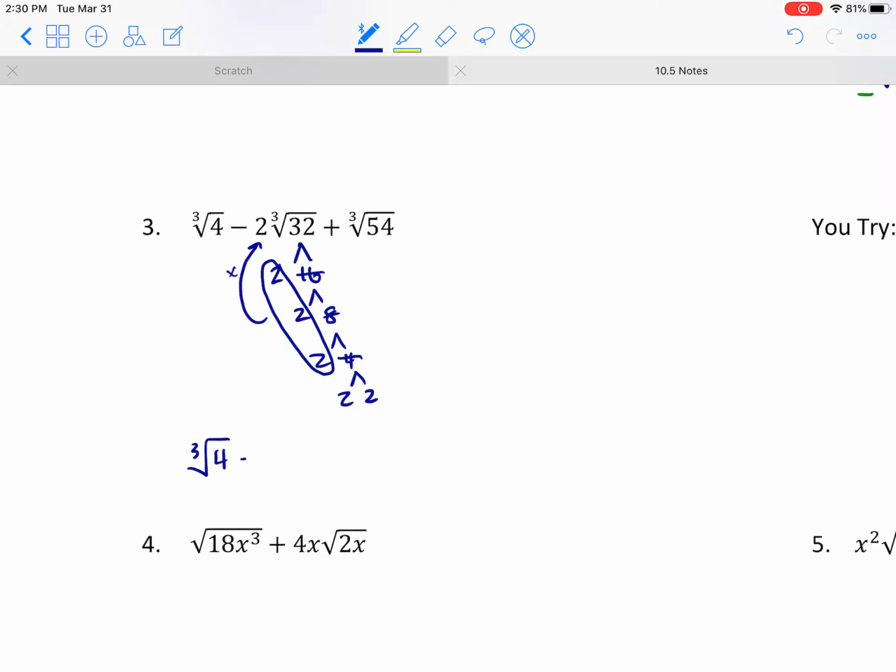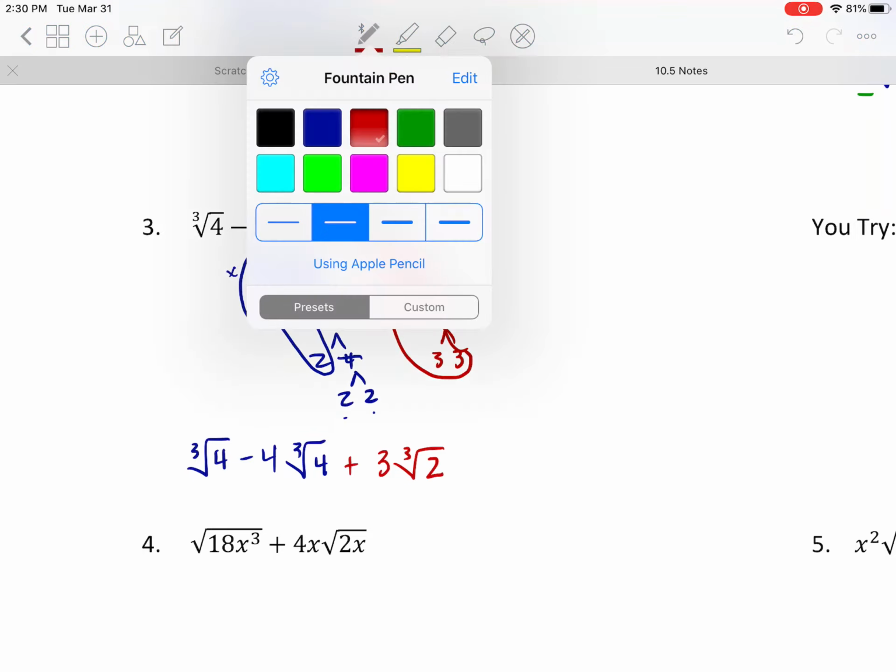So the cube root of 4 was just going to come down. This 2 times the 2 on the outside makes a negative 4. And then we have a cube root of 2 and 2 makes 4 left over. And then we're going to break down the 54. That's 2 and 27, which is 3 and 9, which means we could take a 3 out of this radical and we're going to have a 2 left over. So then we're going to be adding 3 cube roots of 2.